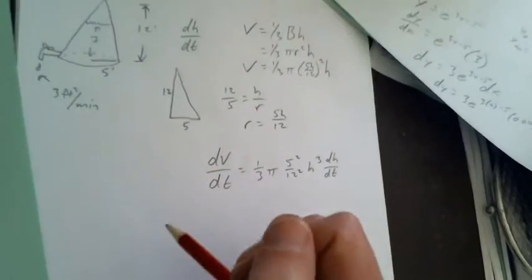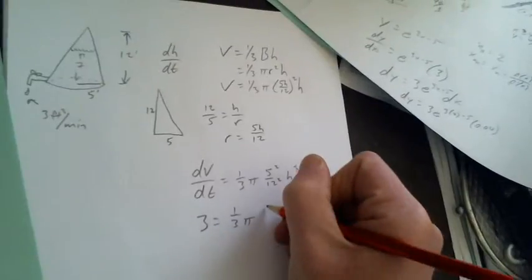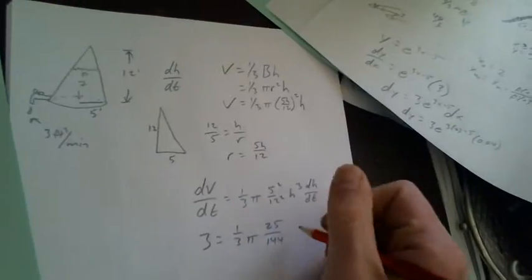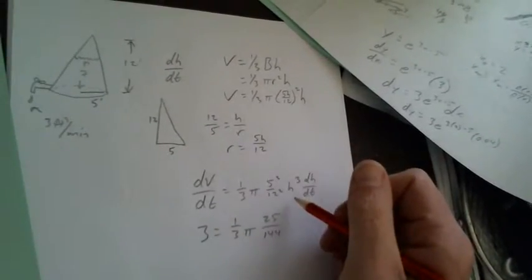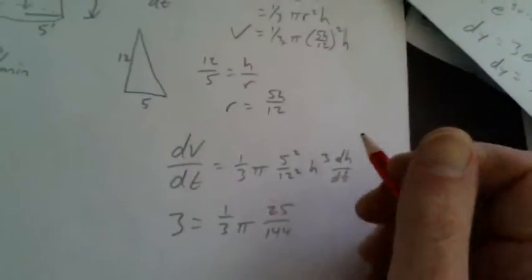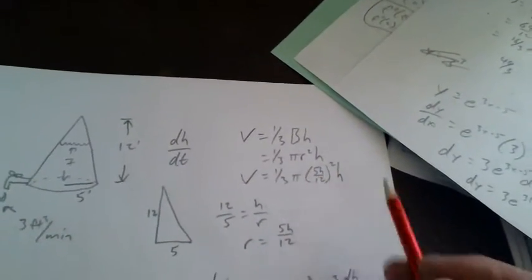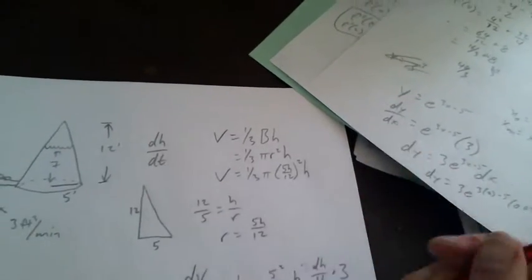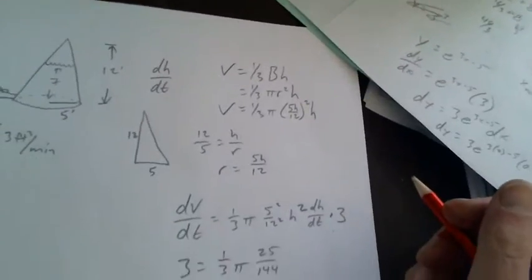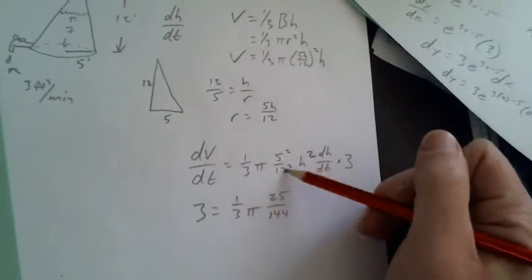And we know this change in volume is 3 cubic feet per minute. So 3 equals 1/3 pi 25 over 144. And I forgot to take the derivative. That was silly. This is an h cubed, so it should have been 3 times this, and this should have been an h squared. Right, so that's h cubed, so that'll be 3h squared.